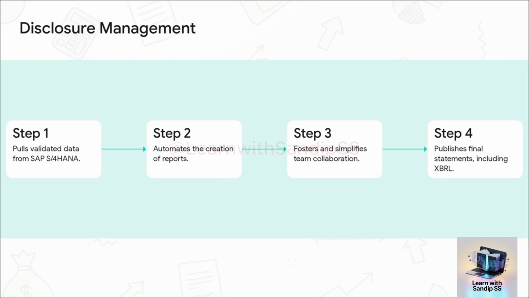And the tool for this final mile is SAP Disclosure Management. It handles the entire process, end to end. First, it pulls all that validated data from S4HANA. Then it automates the creation of the reports. It helps manage team collaboration so everyone's on the same page. And finally, it publishes the output in all the required formats, including that critical XBRL tagging.